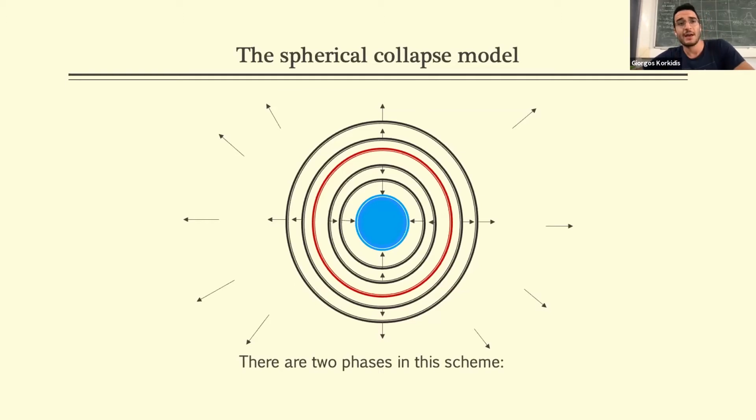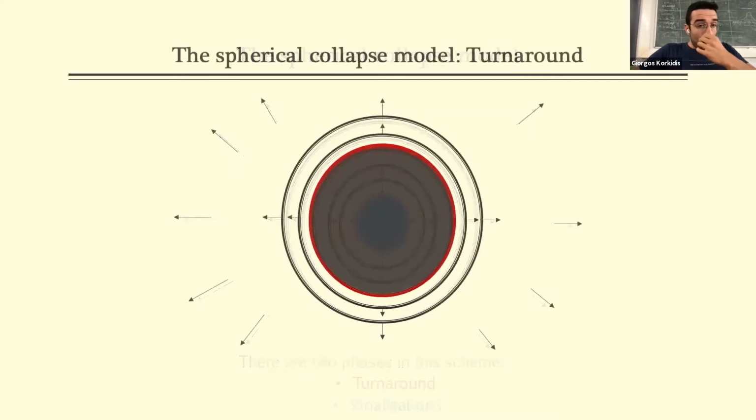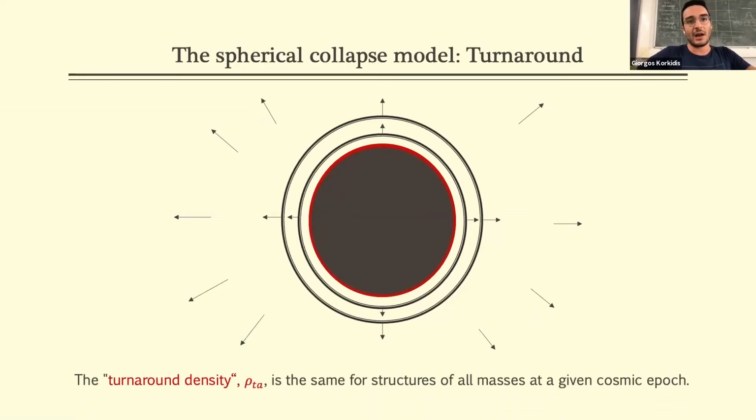So we have two main phases in the spherical collapse model. We have the turnaround, which is of interest in this work, and we have the virialization phase, which I'm sure you all know about, and it has been exhaustively analyzed. So what the spherical collapse model predicts about the turnaround radius is that the density enclosed in this radius will have the same value for structures of completely different masses at a given cosmic time. And obviously its value will be affected by whether we have a cosmological constant or not.